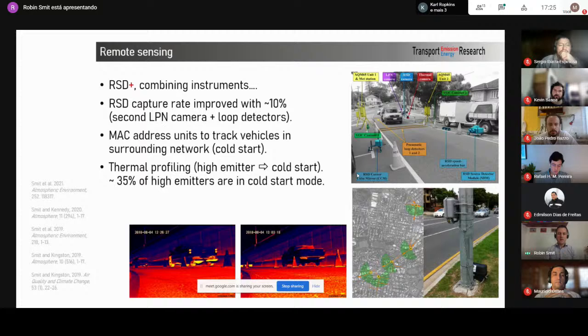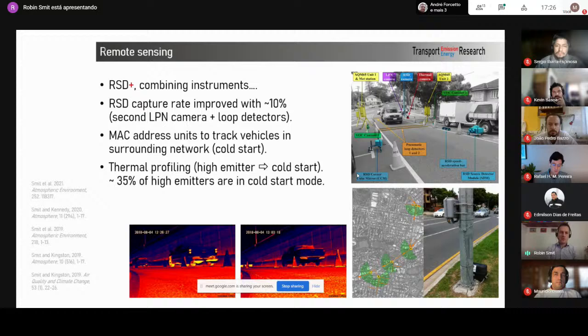Remote sensing is a very powerful tool, as I'm sure that others like Karl will talk about more. But we tried to take it a little step further by combining lots of instruments, as you can see on the photo on the right. For example, by adding a second license plate number camera and laser detectors, we were able to increase the capture rate by about 10%. We also used MAC address units to track vehicles in the surrounding network and find out where they were coming from. And this is relevant for cold start emission detection.